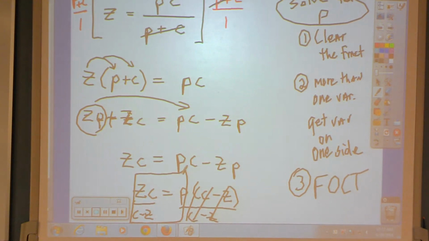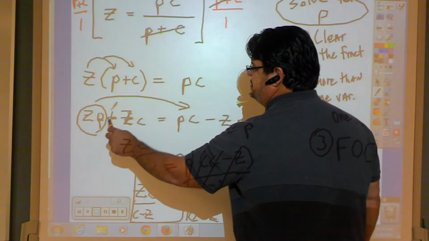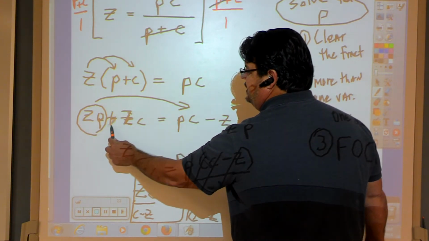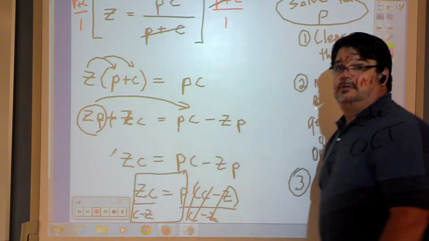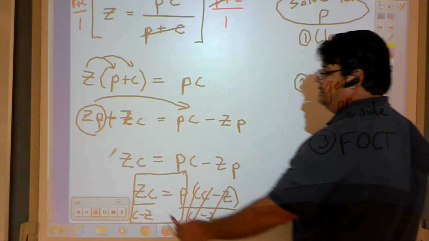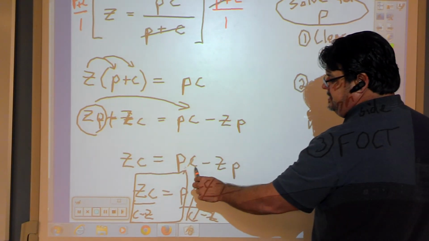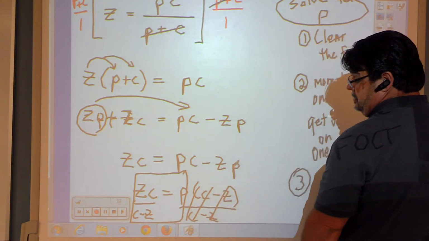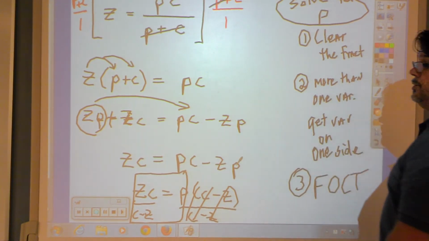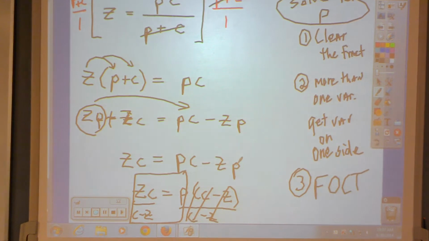How did you get the negative ZC? Oh. Where did it go? Well, we found out this was a positive. I wrote a positive right here, and it didn't write the vertical, and I thought it was a negative. It's a positive. So ZC is equal to PC minus ZP. And what's the final answer? ZC over C minus Z.